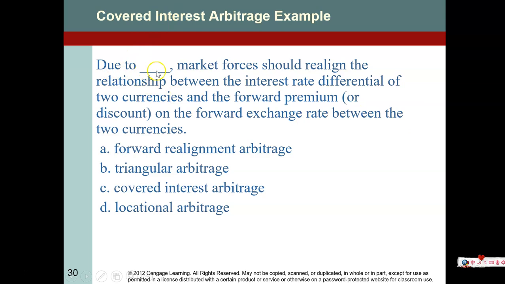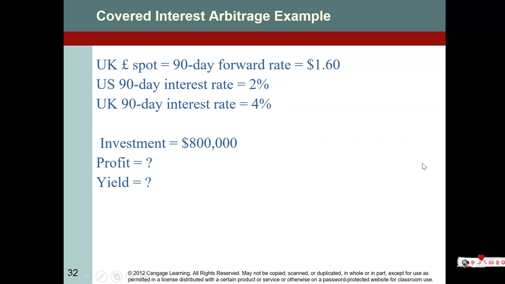Due to this arbitrage, market forces should realign the relationship between the interest rate differential of two currencies and the forward premium or discount on the forward exchange rate between the two currencies. So here we're going to choose covered interest arbitrage, not locational, not triangular, not forward realignment. Let's look at an example so we can better understand the definition of covered interest arbitrage.